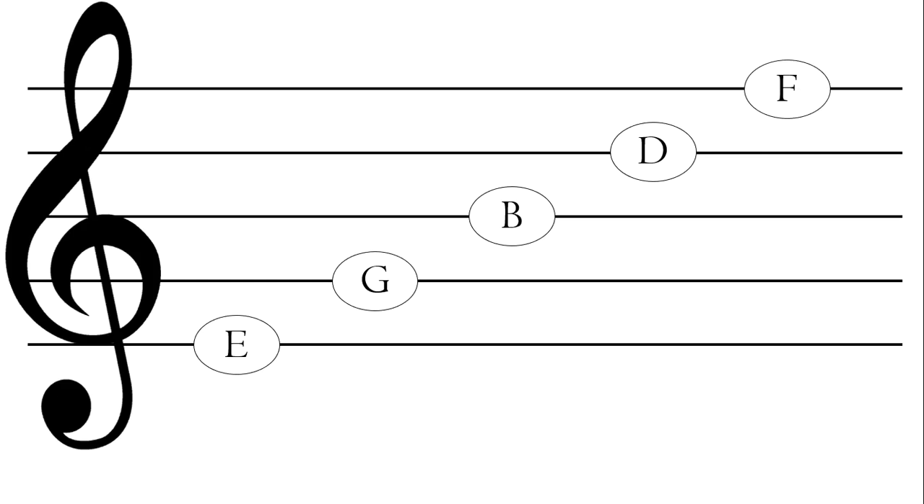So if you read, on the first line it is E, second line of the treble clef is G, the third line of the treble clef is B, the fourth line of the treble clef is D, and the fifth line of the treble clef is F. So it is E, G, B, D, F. Since there are 5 lines in the staff, there are 5 line notes.